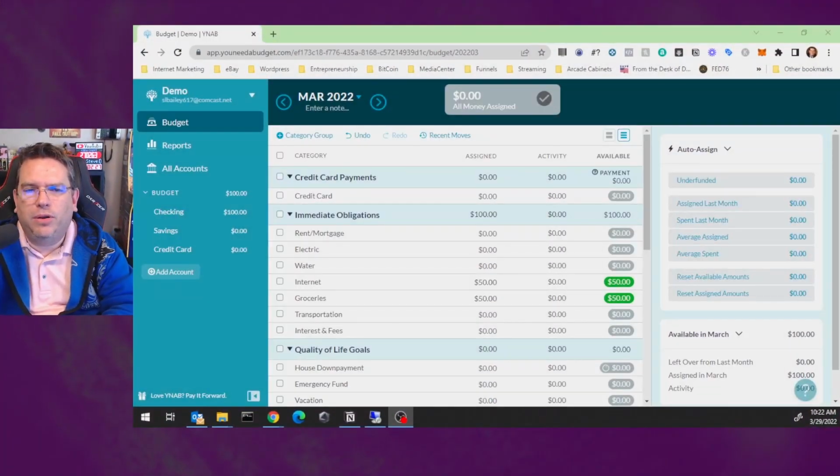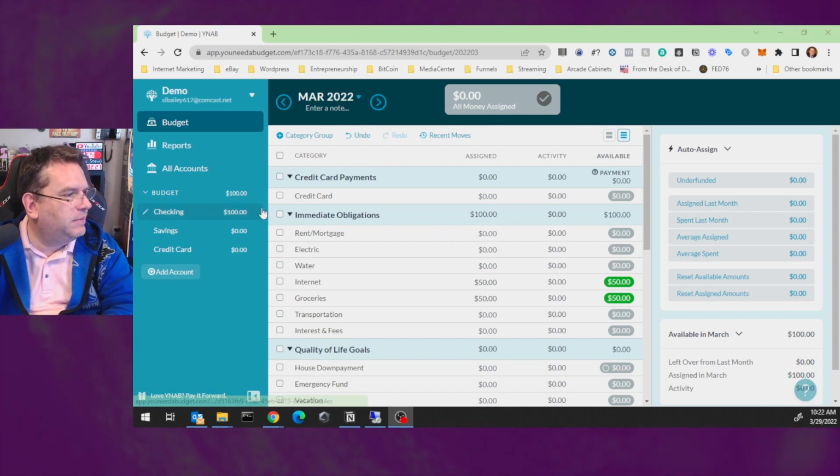But YNAB is fantastic when it comes to budgeting, but it does have some things that you need to figure out how to use, and cashback is one of them. So I'm going to flip over here to my desktop, and I'm going to show you how to handle cashback in YNAB. So what I've done here is I have set up a basic budget.